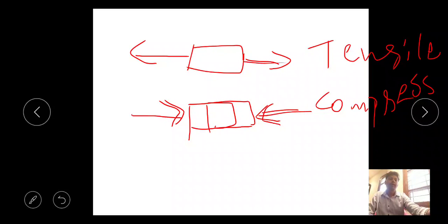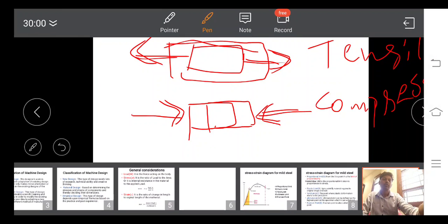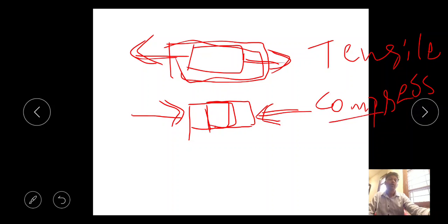When you apply forces like this, what will happen? It will increase its size. It will elongate here, and it will compress there. So this is called compressive stress, and this is called tensile stress.